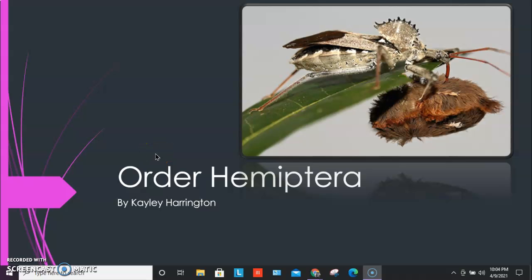What's up, guys? I'm about to do the true insects, well, true bugs, called order Hemiptera. These are my favorite. In the picture, we've got a wheel bug. I know that's kind of odd, but you see him feeding right here. I don't know why, these are just my favorite bugs.